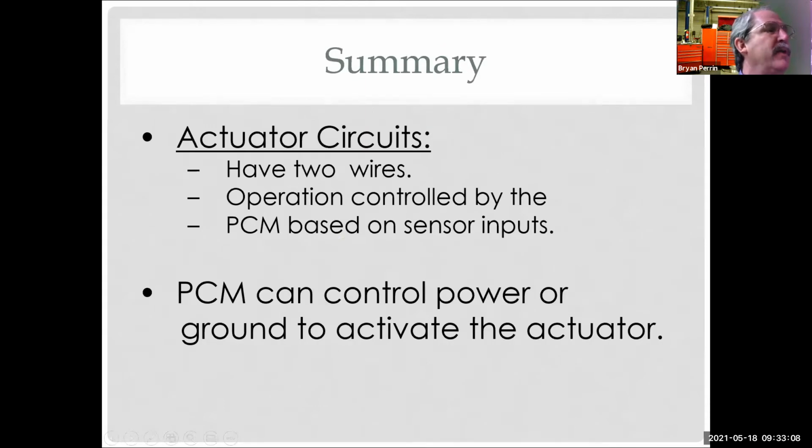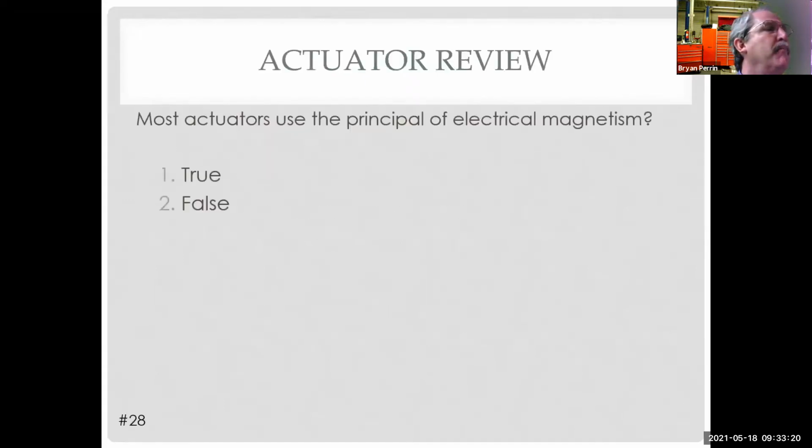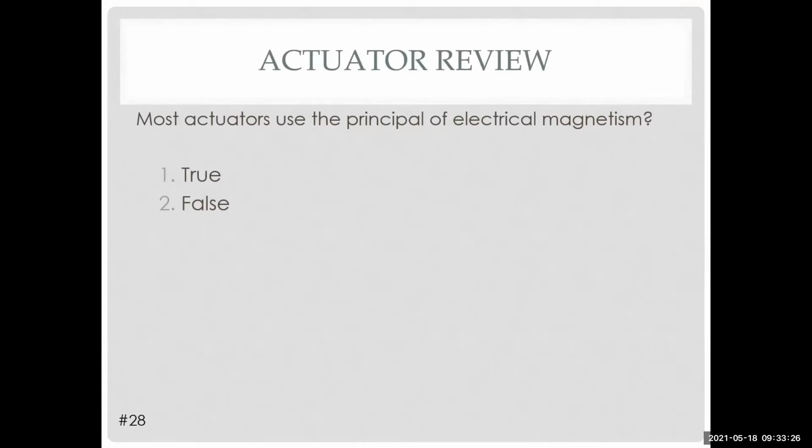So actuators have two wires. Operation is controlled by the PCM based on sensor inputs. PCM can control power or ground to activate the actuator. Most actuators use the principle of electrical magnetism. Is that true or false? True.